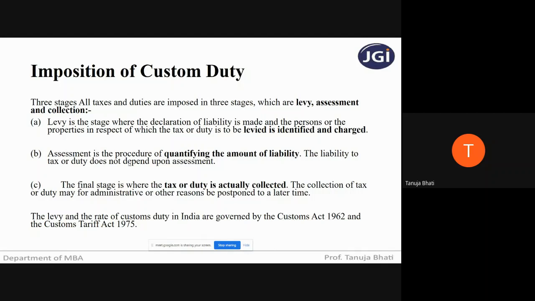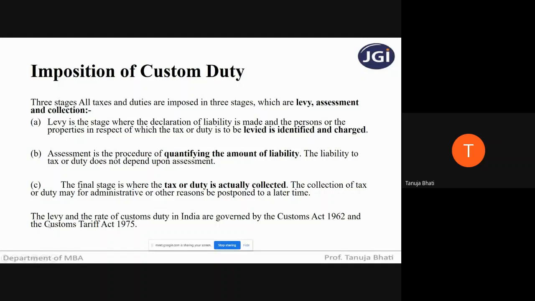Now, students, the levy and the rate of customs duty in India are governed by the Customs Act 1962 and the Customs Tariff Act 1975. Now, what is this Customs Act? The Customs Act has all the set of rules and regulations that need to be followed while carrying out the custom procedures.